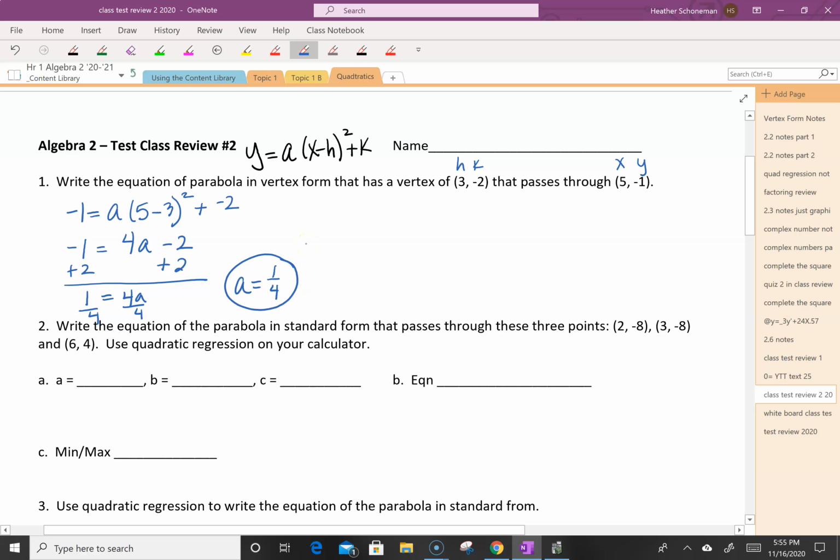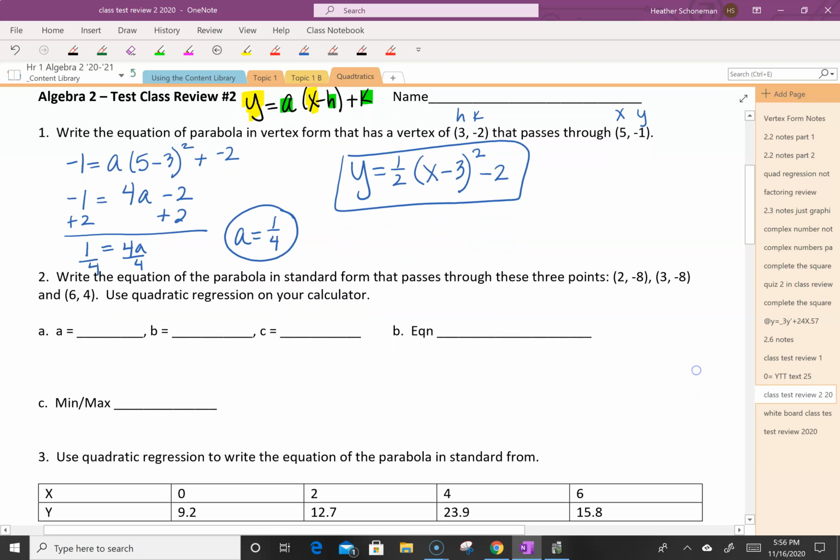Now that we've done that, we can write the equation. When you write the equation, the y and x stay y and x. You're going to put in numbers for a, h, and k. And now we know those numbers. So y stays. A we now know is 1/4. x stays. Minus h, you know, is 3, squared, plus k. So plus -2, which is just -2.